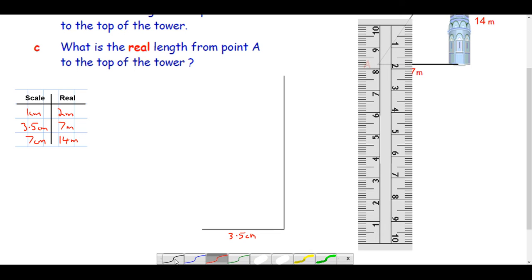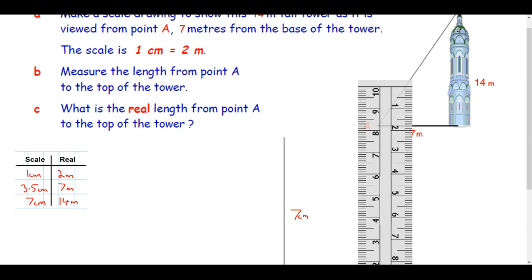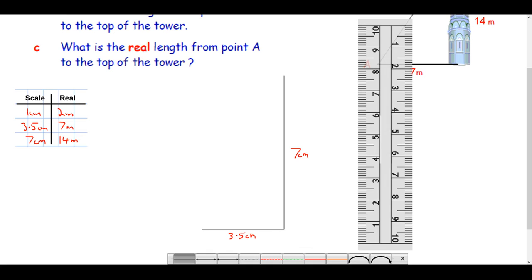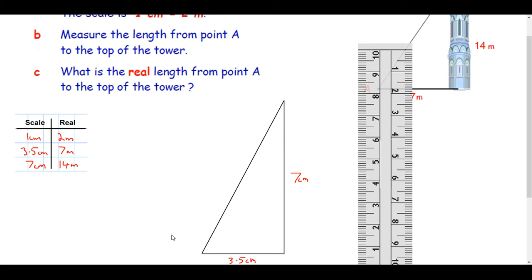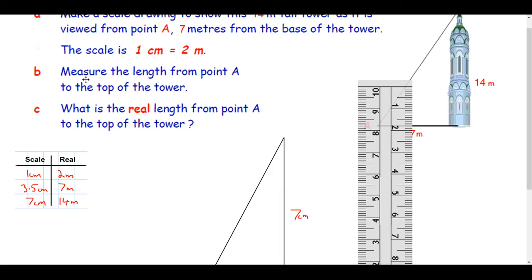Okay, now what I can do, because it's a triangle, I can just join those 2 points up. So that's your tower. Don't need to draw the tower. We'll signify it with a straight line, and then we'll draw that diagonal line in, like that. Okay, I'll just change that a wee bit, make it better. Okay, there we are.